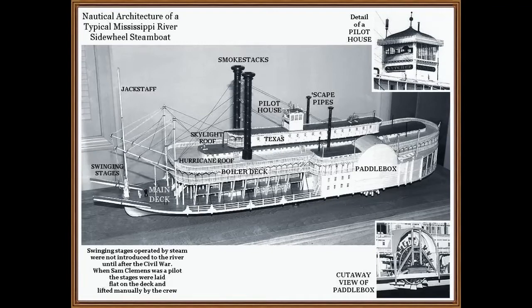Paddle box. A paddle wheel is an engine-driven rotating mechanism that moves a boat across the water. Boiler deck. The deck above the boilers and the main deck, where most passenger accommodations are located. Swinging stages are attached to an anchor on the roof of the building and suspended via steel cables.